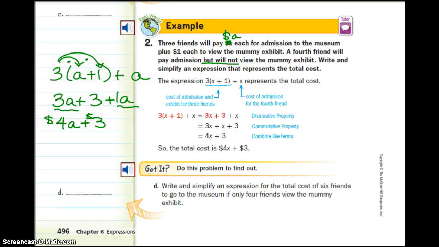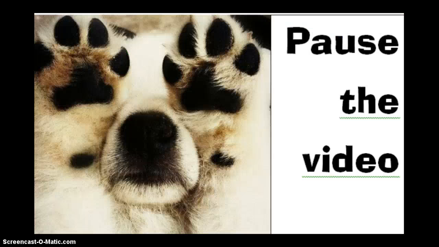I can't solve this. I don't know how much an admission ticket is. It could be $10, it could be $2, it could be $5. I don't know. So I can't do anything else. All right, your turn. Pause the video.